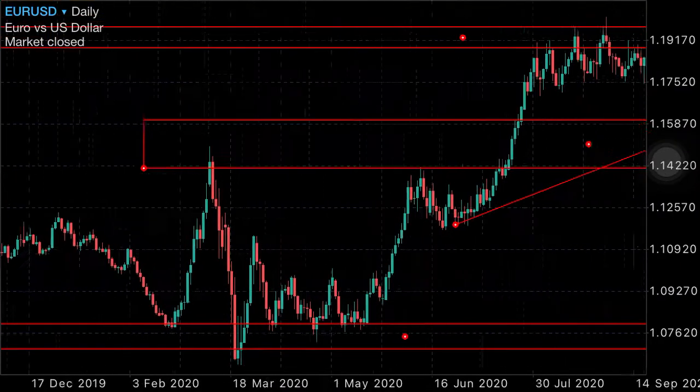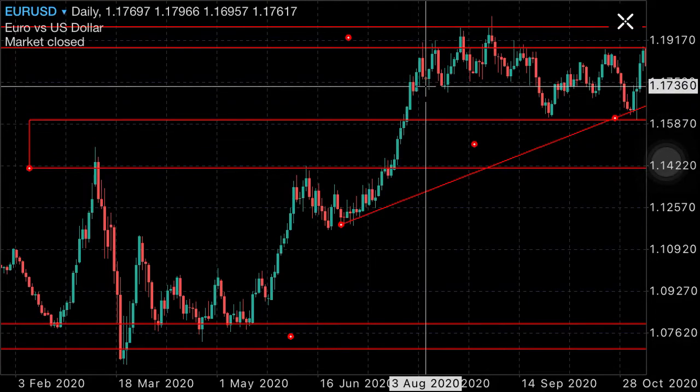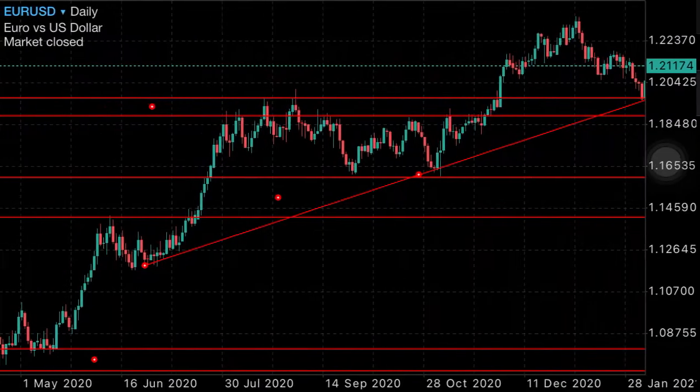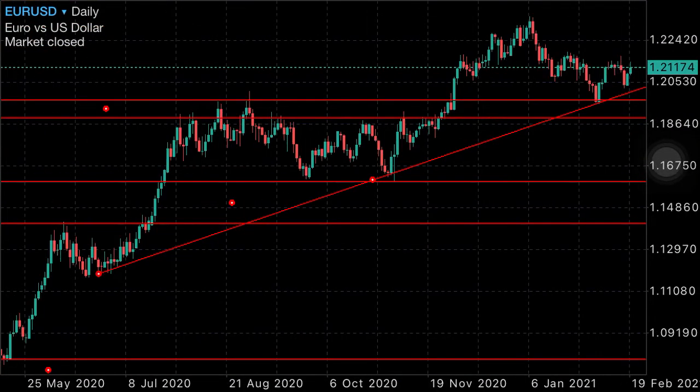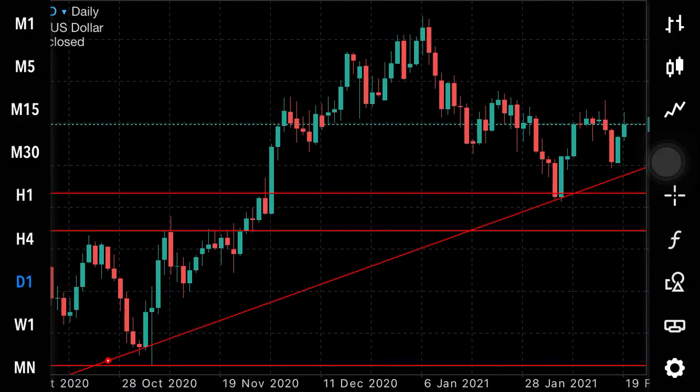All of a sudden, it just went up and finally broke through, and that's how it was going. And so it's an uptrend. So what we are trading now is a trend continuation.